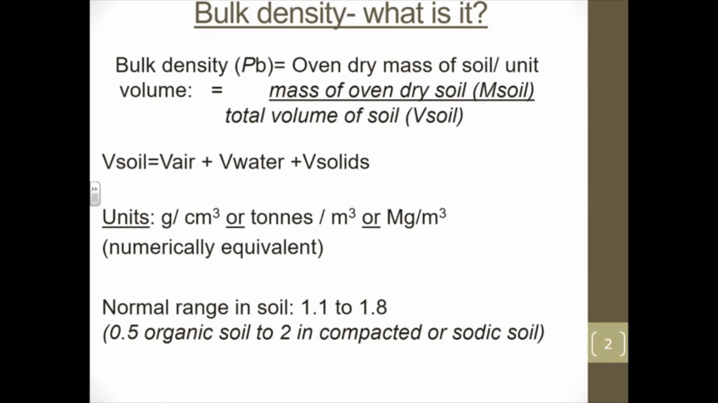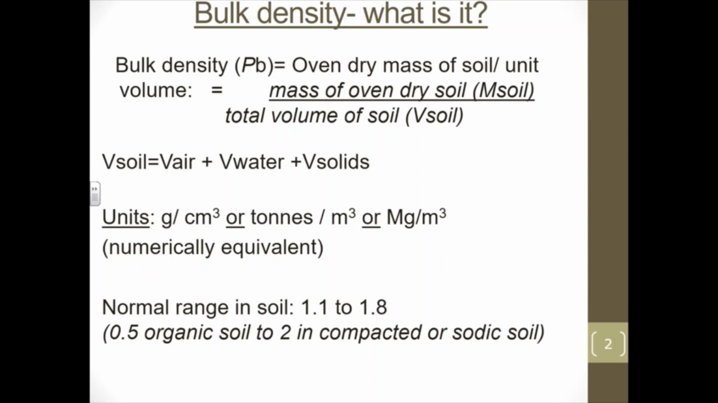Bulk density, what is it? Well, simply the mass of oven dry soil per unit volume. There are a few tricks in here, but for instance, under normal soil conditions, it's oven dry. If it's a highly organic soil, you're probably a bit concerned about taking the oven dry mass. You see the bottom part of that equation, total volume of soil.